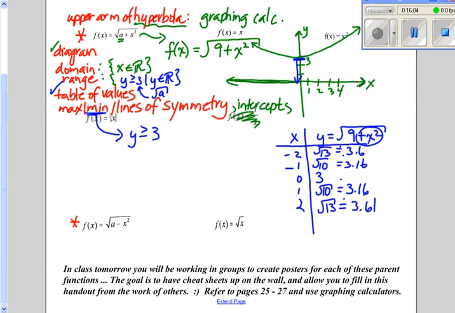Are there any lines of symmetry? It looks like you can divide this function exactly in half. Fold your paper in half and it would match. It appears that there is a line of symmetry where x equals 0. Some of what you will be putting on your poster is conjecture from observation from the graphing calculator. Check with me as you create them and make them beautiful so that we can cheat from them.